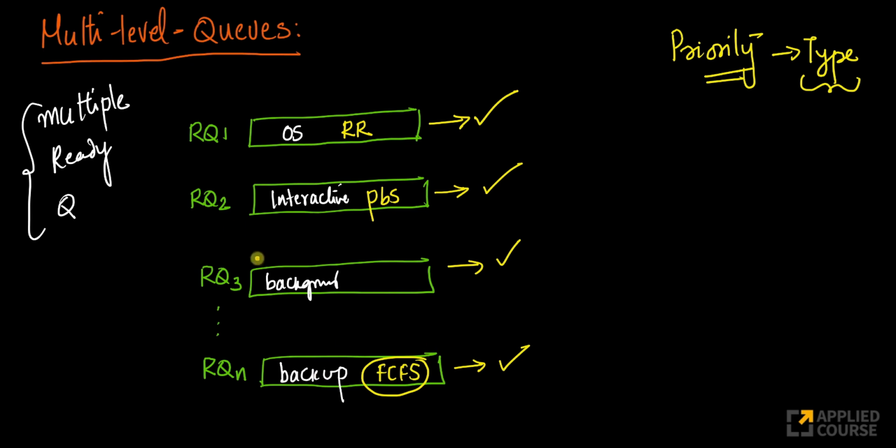Or a backup process, right? So you have all these processes, and the way it typically works is this. First, you check if this queue is empty. If this queue is empty, only then the interactive processes get a chance. If this queue is empty, only then this gets a chance, and so on and so forth.